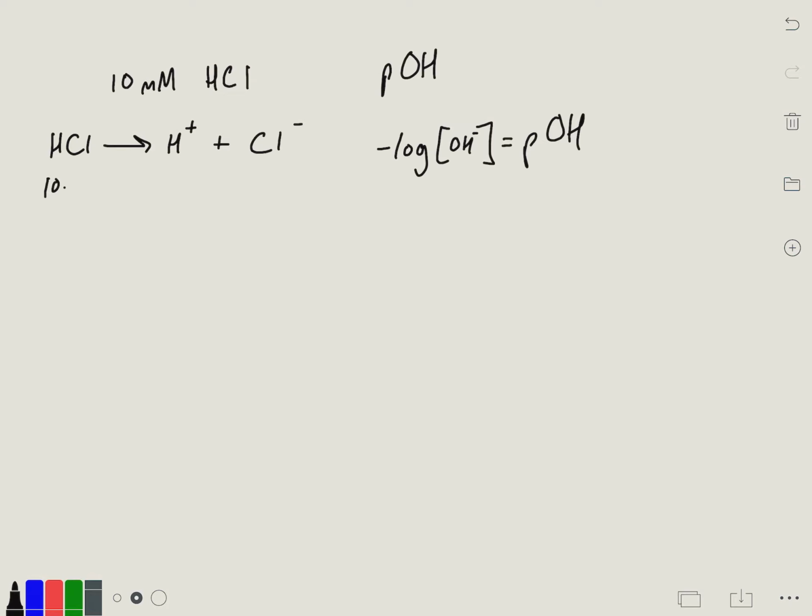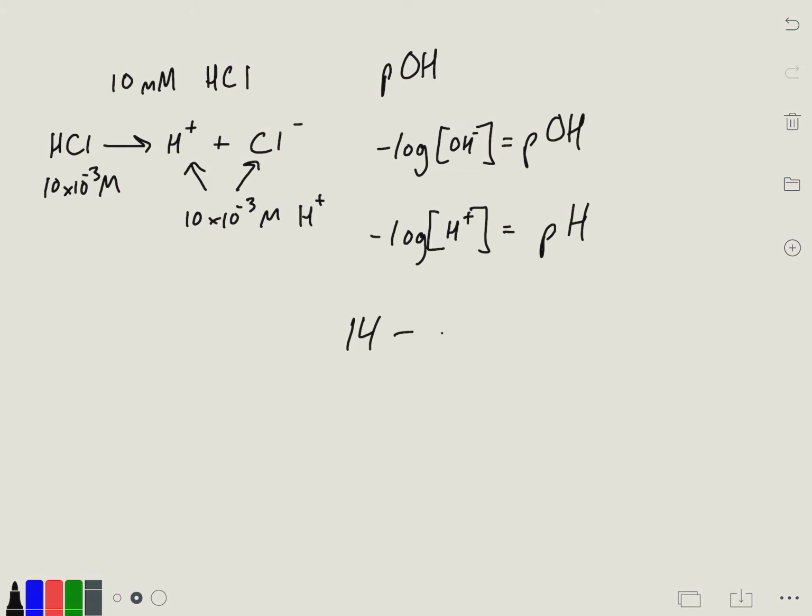10 micromolar, or 10 times 10 to the minus 3 molar, is it 10? 10, yeah. 10 times 10 to the minus 3 molar would dissociate into even amounts of both of these, and we would have 10 times 10 to the minus 3 molar hydronium. Since we know the hydronium ion concentration, we can use the negative log of the hydronium ion concentration to find pH. If we know what the pH is, 14 minus the pH will give us the pOH, because these two add up to make 14.